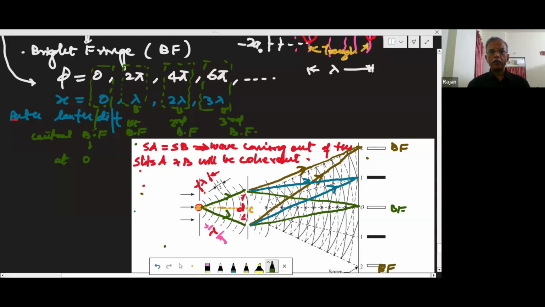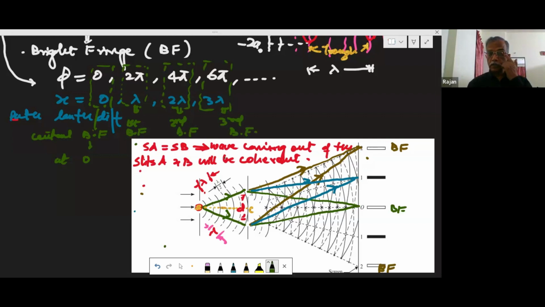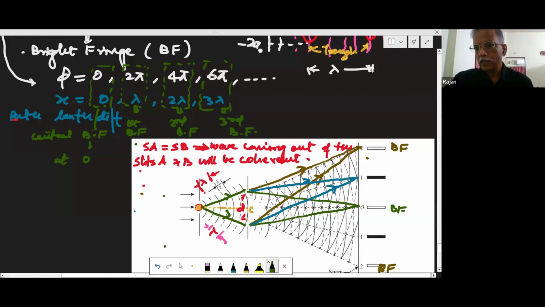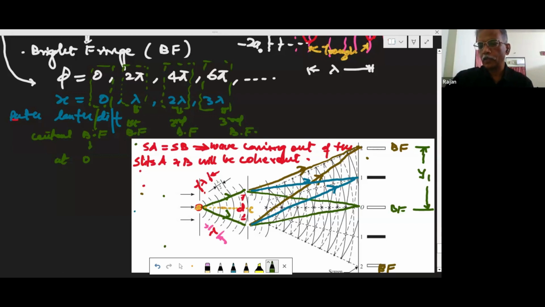So the position of the central bright fringe is, of course, the center of the screen, and the first bright fringe on either side, that position we can find from the central bright fringe. Say this is my central bright fringe, and if I'm taking this one, normally we give it by y. So we'll take this y1 for the first bright fringe. Got it? At 2, we are getting the first bright fringe from the center.